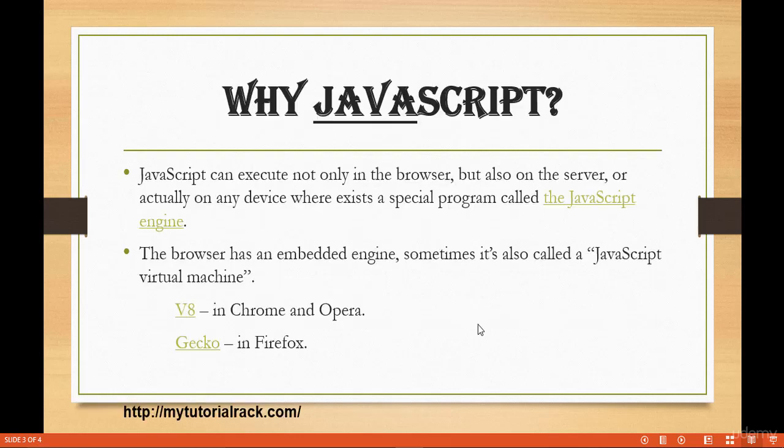Now, why JavaScript? JavaScript can execute not only in the browser, but also on the server. As long as a device contains a JavaScript engine, which most devices do, you can run your JavaScript program. Different browsers give different names to this JavaScript virtual machine. The new browsers come with this embedded engine, also referred to as the JavaScript virtual machine. In browsers like Chrome and Opera, we call it V8, and in Firefox, we call it Gecko. These are the different names for the JavaScript virtual machines available in different browsers.